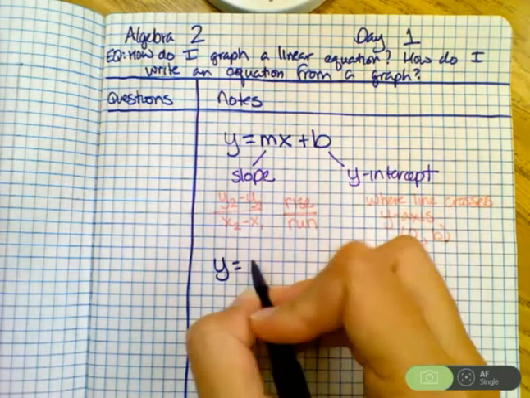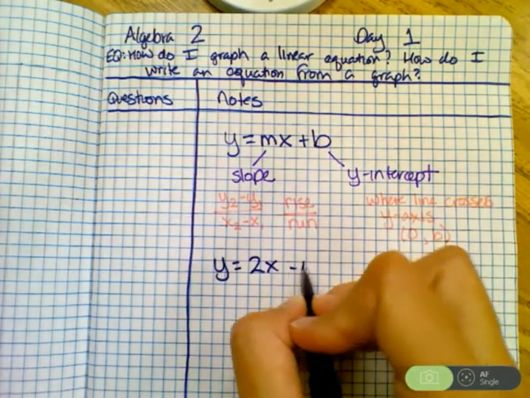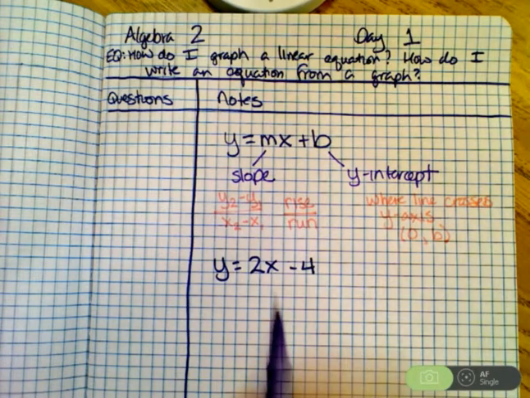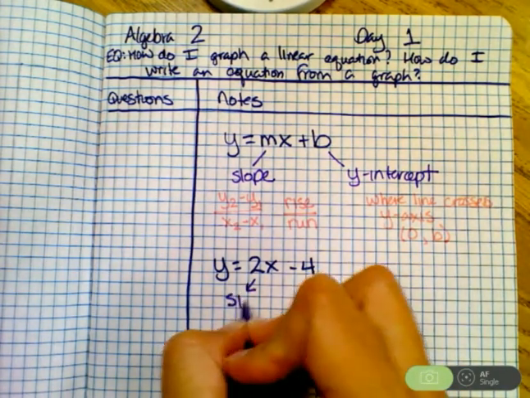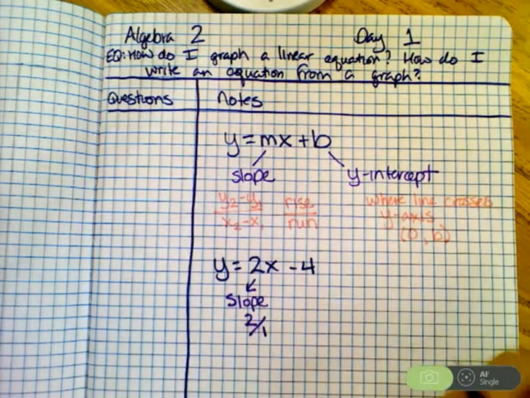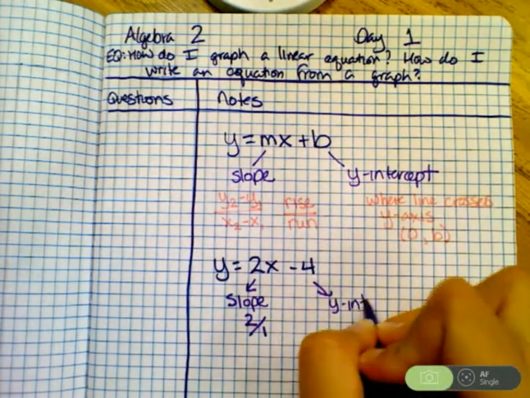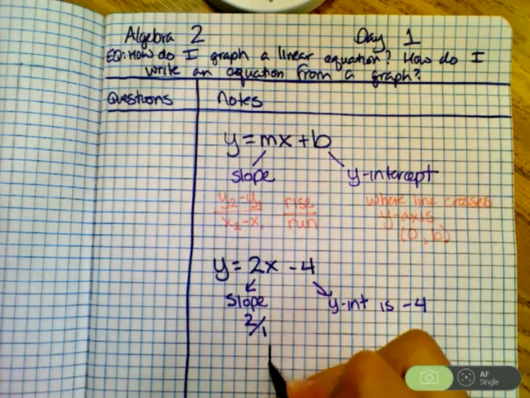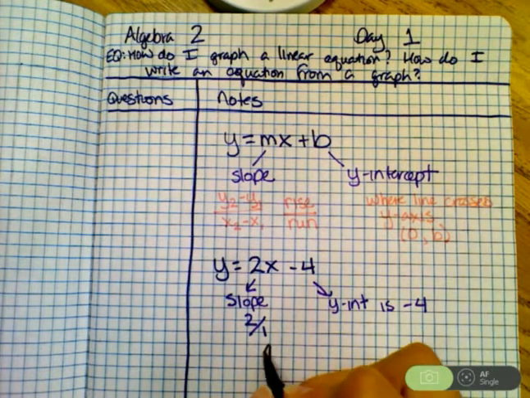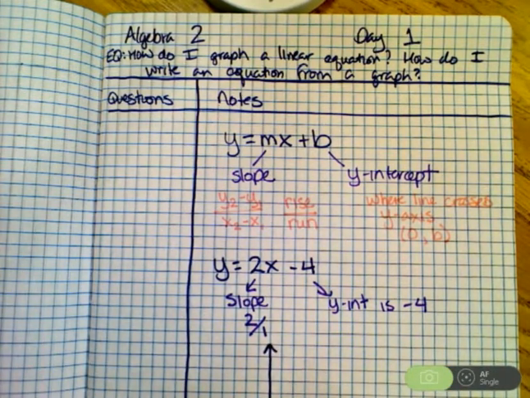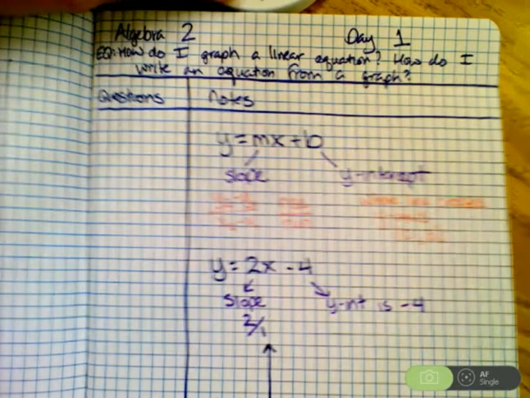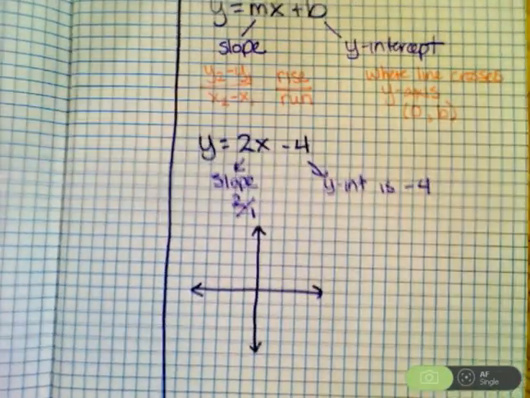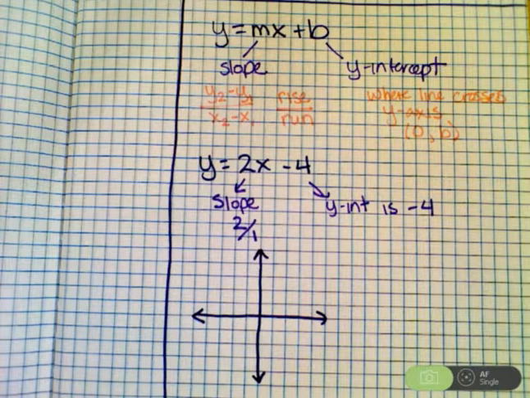So if we start with y equals 2x minus 4, for example, in this case, our slope is 2 over 1. Our y-intercept is negative 4. So in order to draw a graph of this, we're going to just need to start with an x and y axis. So let me build that in here. And feel free to pause at any time if you need to get this all written down as we go through.